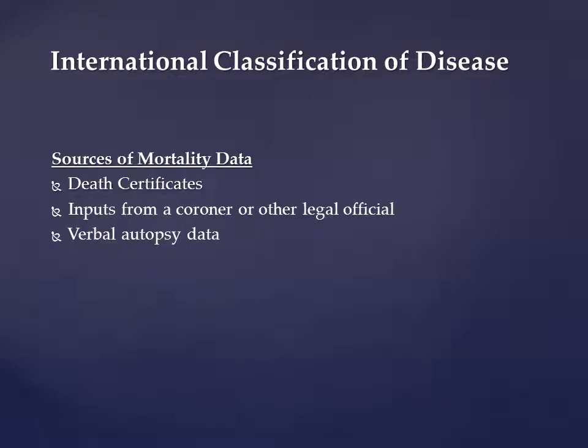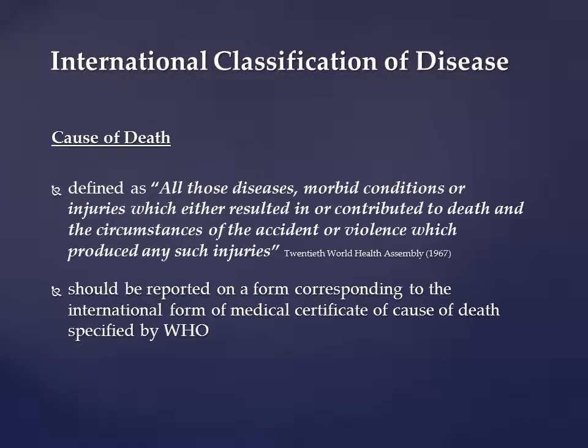Data can be obtained from birth certificates, inputs from a coroner or legal officers, and verbal autopsy data. For reporting of mortality data, the cause of death is reported on a form complying with the international form specified by WHO. Cause of death is defined as all those diseases, morbid conditions, or injuries which either resulted in or contributed to death, and the circumstances of the accident or violence which produced any such injuries.